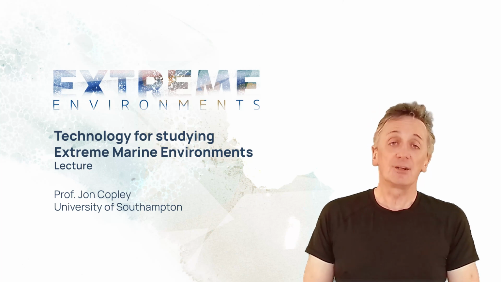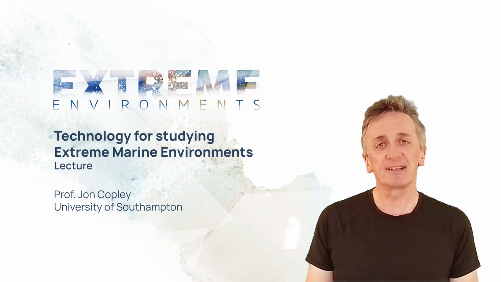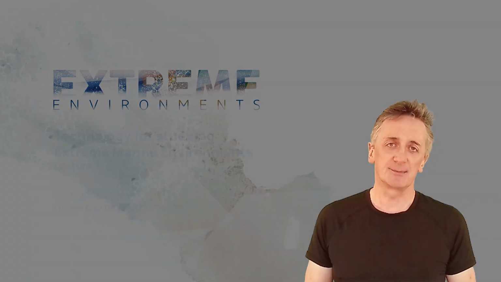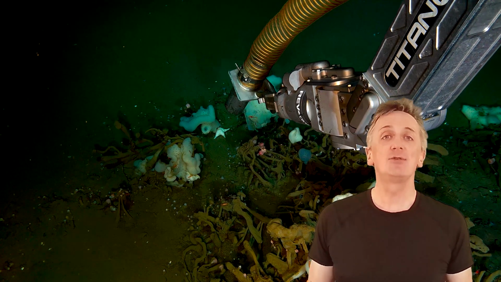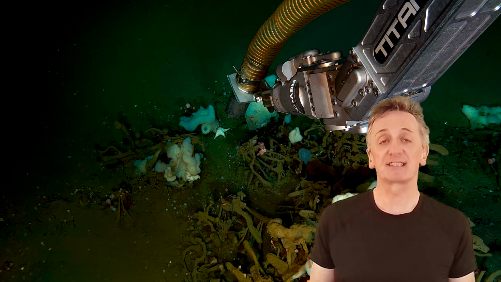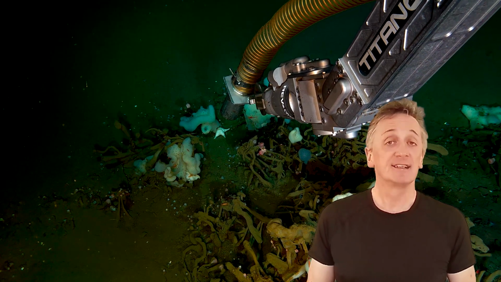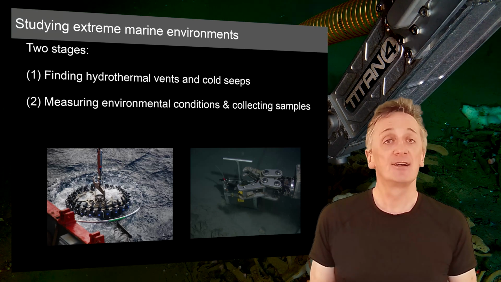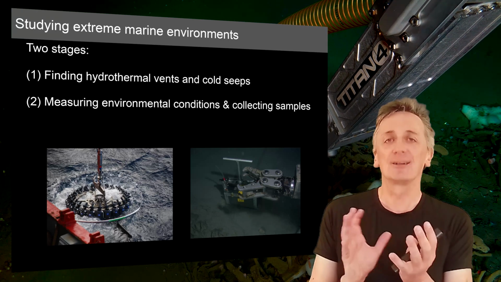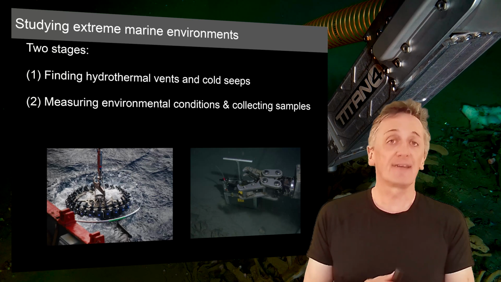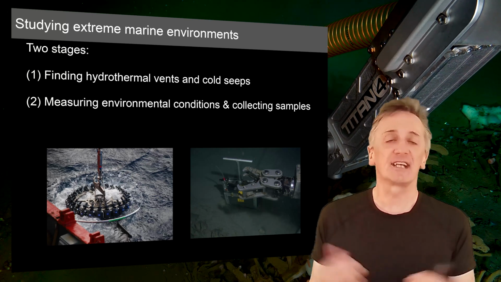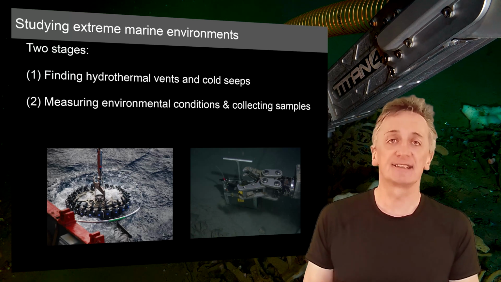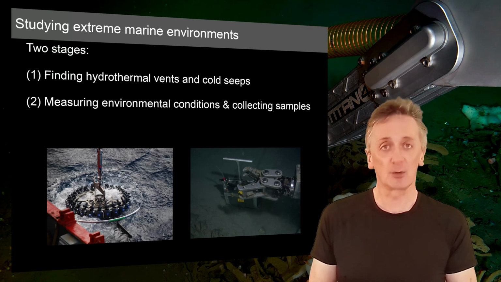Let's look at the technology that we use for studying extreme environments, in this case deep sea hydrothermal vents and cold seeps. And there are really two phases to exploring and understanding these environments. First of all, you have to find them, because we're talking about environments that are really quite small. They're like little islands on the ocean floor, and that's at the bottom of a very large and very deep ocean. So phase one is actually just finding these island-like hydrothermal vents and cold seeps.